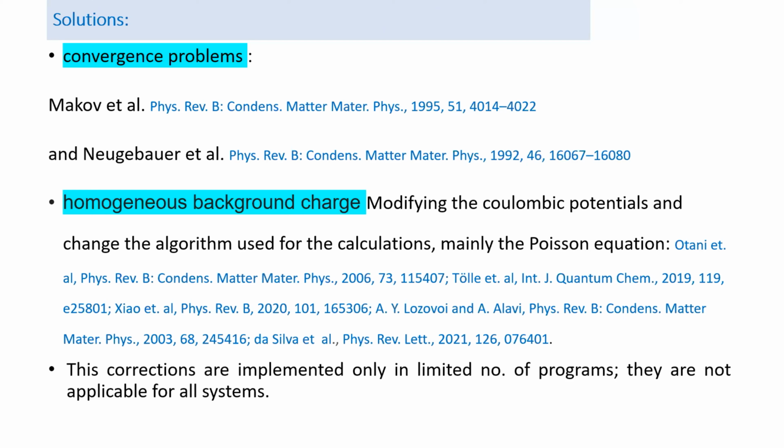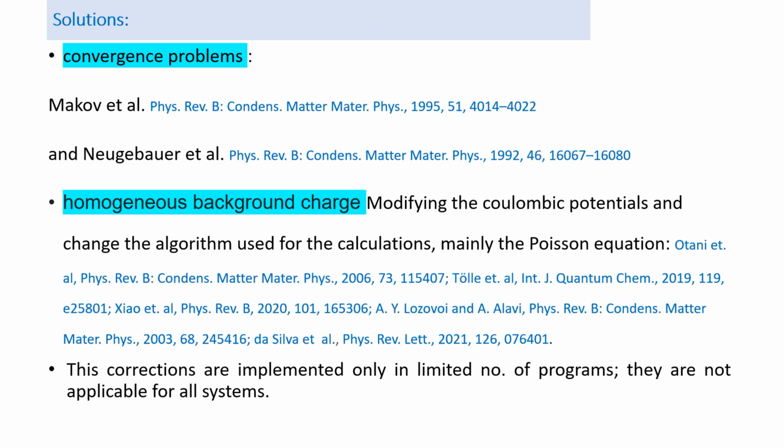As a matter of fact, the convergence problems are solved by the work of the Markov group and the Neugebauer group, and people also try to solve the problem of homogeneous background charge. You see here a list of people who have done it, and this is only a partial list. What people used to do is to modify the Coulombic potential and change the algorithm used for calculation, mainly the Poisson equation.